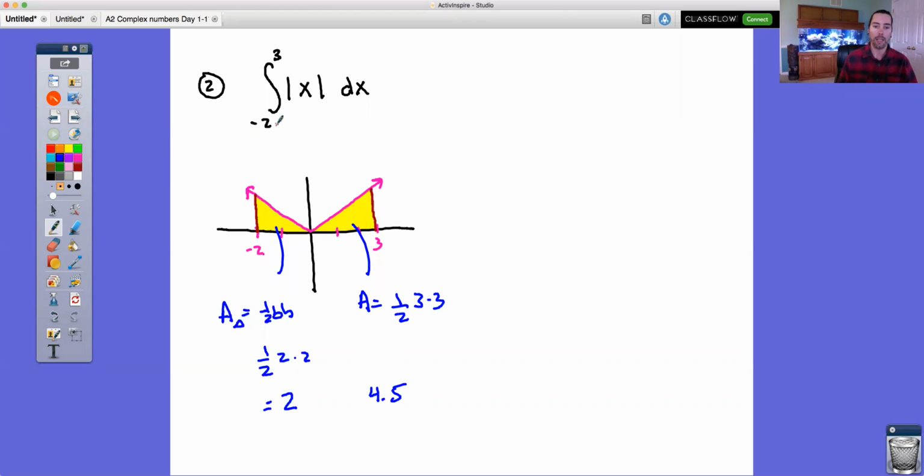If I'm integrating, I would be then combining these two together, and I'm going to add them and get 6.5. The area is 6.5, and then the integral is also 6.5. The area and the integral don't always equal each other. I'll explain that in a moment. Both of these triangles have positive area because they're both above the x-axis. And in this situation, the area and the integral are the same.